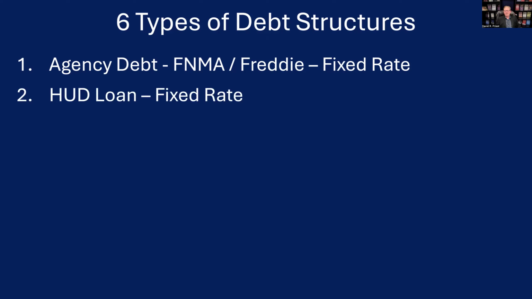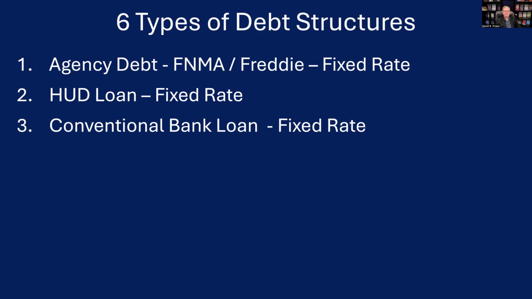A HUD loan, a fixed rate, very similar. Department of Housing and Urban Development, they do very long-term loans. They're fixed rates. They're long-term loans. Also in the same category as Fannie Mae, Freddie Mac. They're a little bit less common. A very safe loan, fixed rate. I don't think they do variable loans in HUD, but it's something to watch out for. I'm not 100% sure about that.